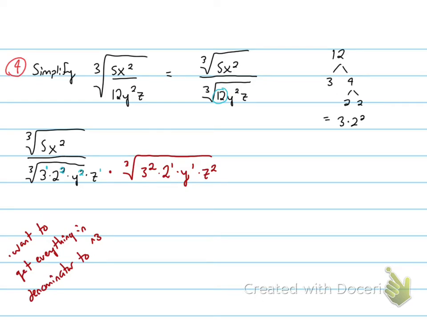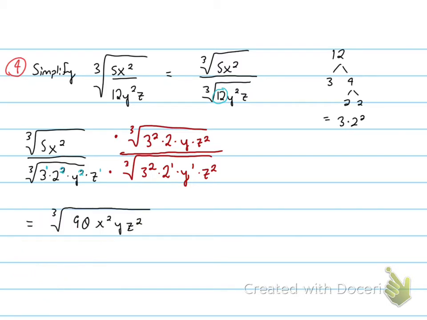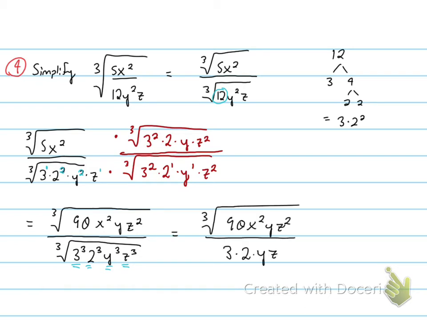Again, same thing as before, whatever I do to the bottom, I also have to do to the top, so I'm going to multiply the top and bottom by the same thing. When I do this, since everything's in a cubic root, I can just multiply everything under the radical. On top, I got that 90 from doing 5 times 3 squared times 2 and just combining everything else. And then on the bottom, now you're going to see I have the cubed root of 3 cubed times 2 cubed times y cubed times z cubed. So all of these are going to come out of the radical, or they're going to simplify, or that cubic root and the cube are going to cancel each other out. So my final answer here is the cubic root of 90x squared yz squared all over 6yz.